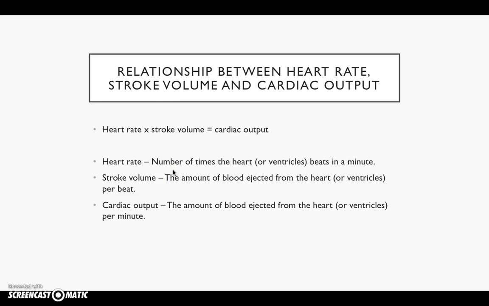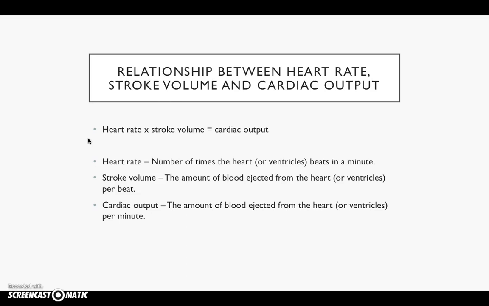So heart rate times stroke volume equals cardiac output. Now this is going to be one of your Cornell notes, okay? The title is going to be the relationship between heart rate, stroke volume and cardiac output. You're going to have these three terms here, and then under cardiac output you'll have this equation. First of all, heart rate: the number of times the heart or the ventricles beat in a minute, okay? So that is our heart rate, number of times the heart beats.